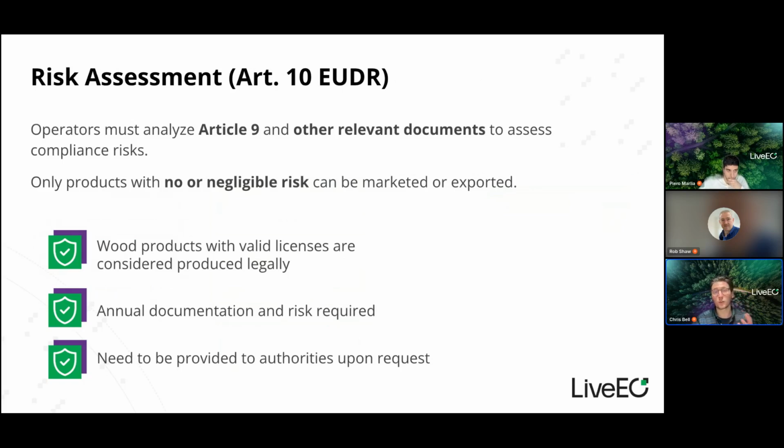So some of the considerations there are that wood products with valid licenses are considered produced legally. Annual documentation and consideration of risk are also something that's embedded into the regulation. And that, of course, you need to be able to maintain this data to provide to the competent authorities for the regulation upon request. It's not something you actually need to submit as part of the due diligence process, as we briefly spoke about earlier. But it's something that you need to retain in case of audit.